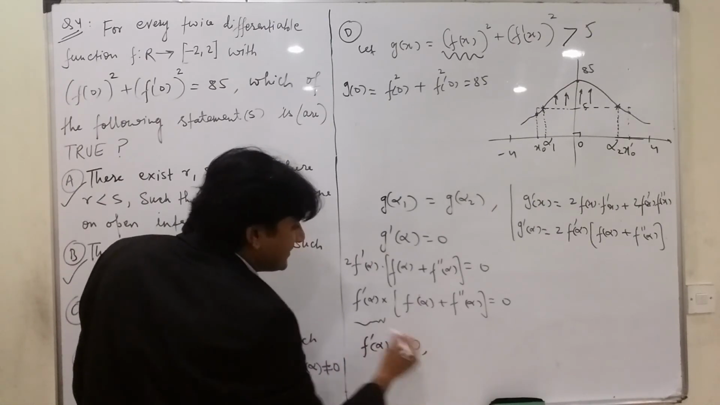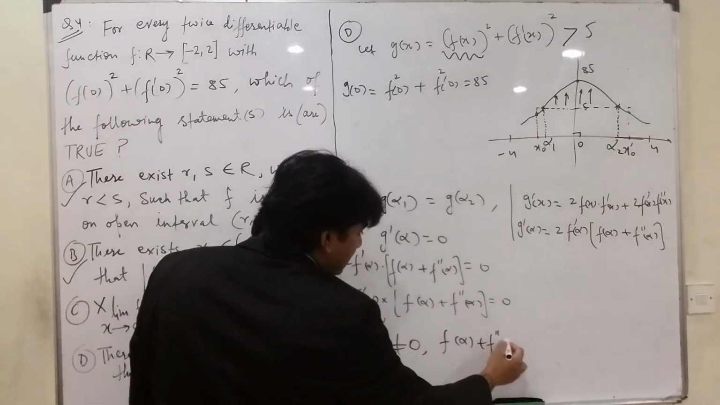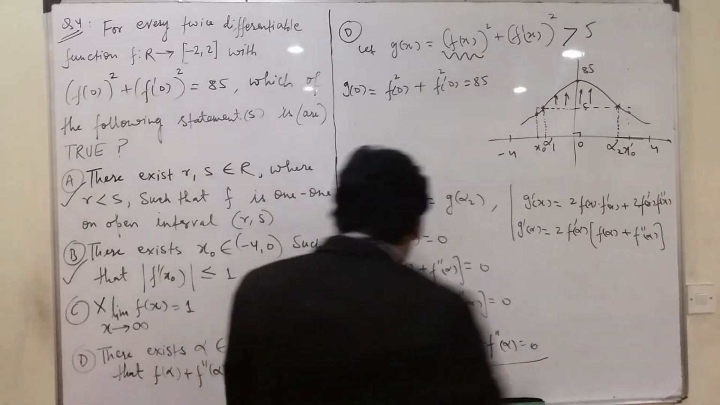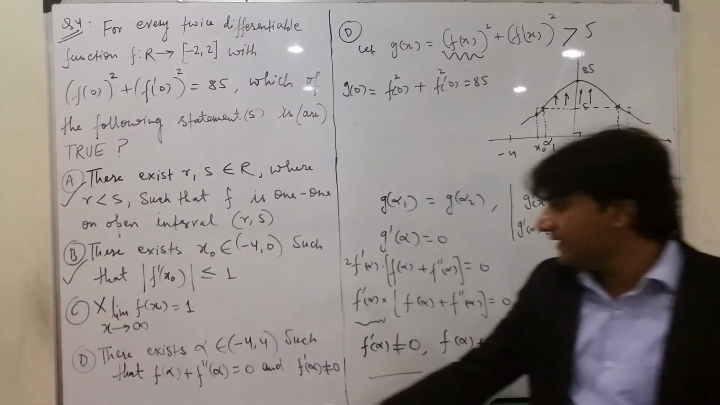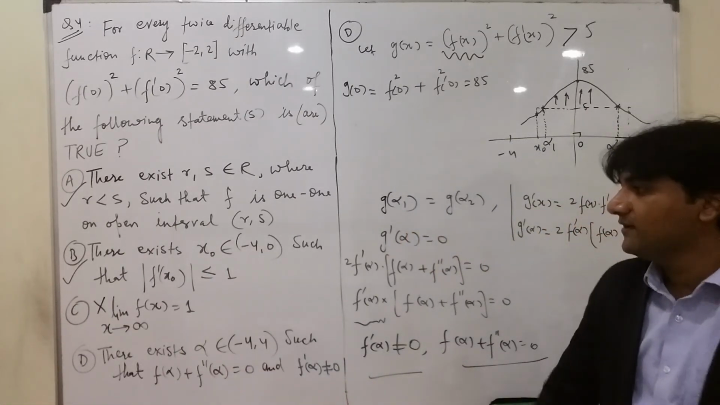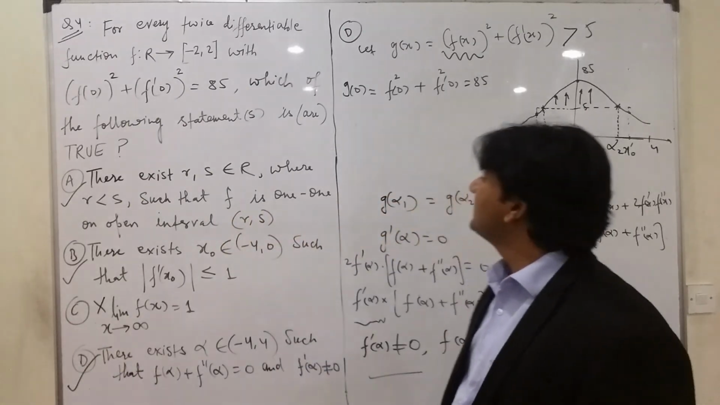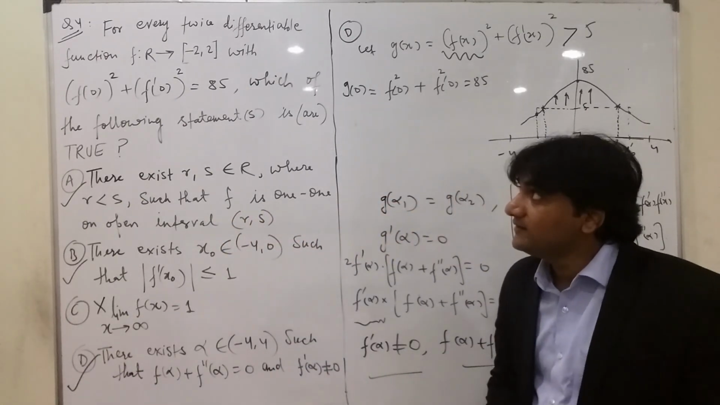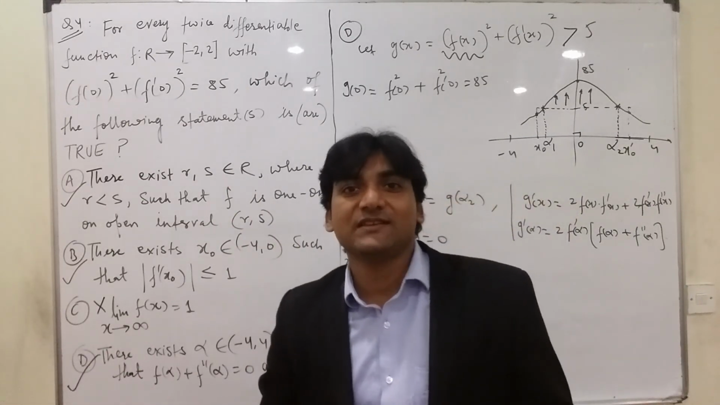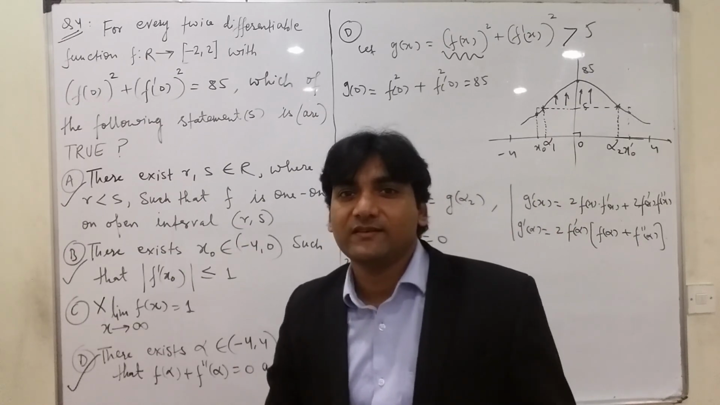It means f'(alpha) cannot be 0. It means what? This must be 0: f(alpha) plus f''(alpha) equal to 0. We got this result, and f'(alpha) does not equal 0. It means option D is also right. So it's really a good question, and this question is related to Rolle's theorem as well as Lagrange's theorem. So this is a bit tough problem and an interesting one.